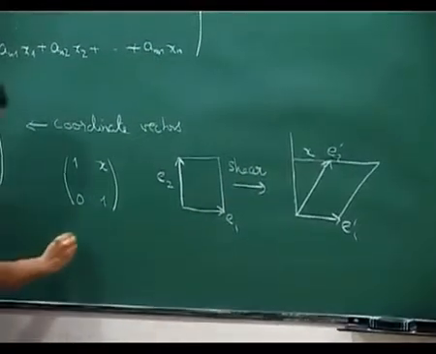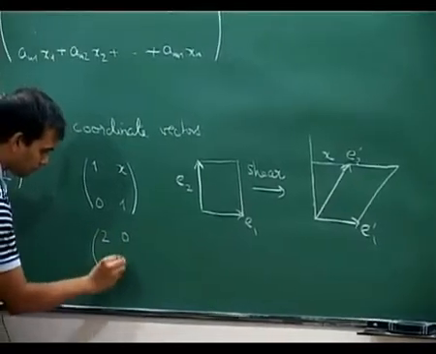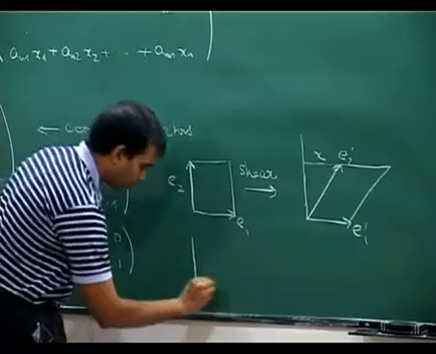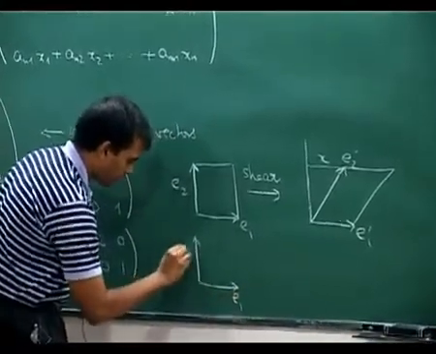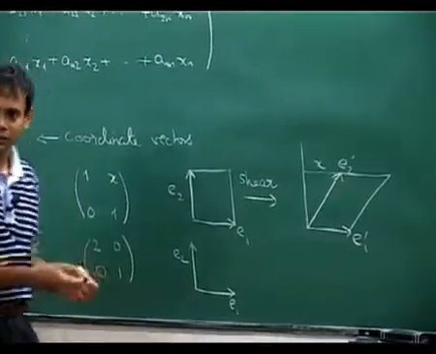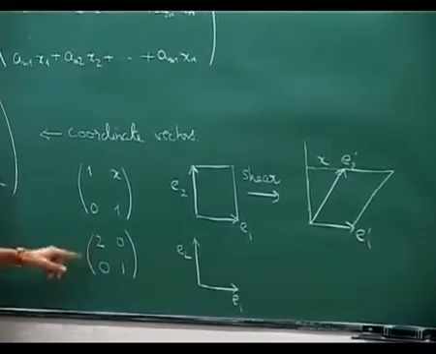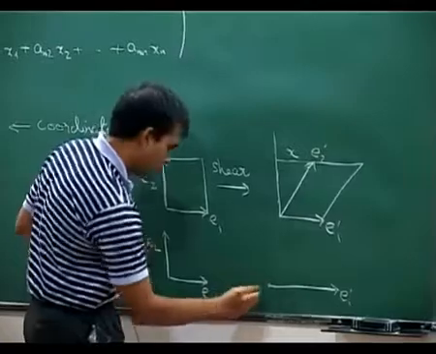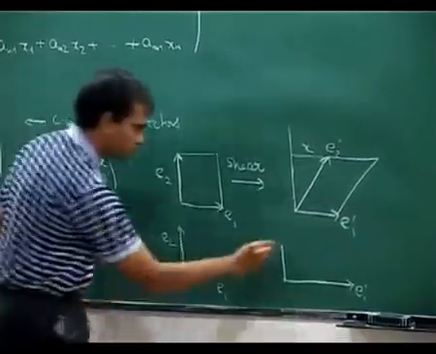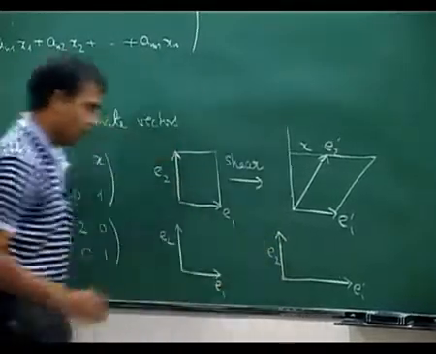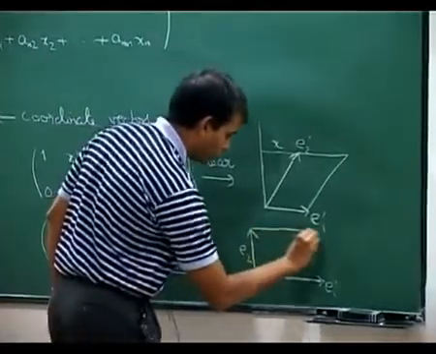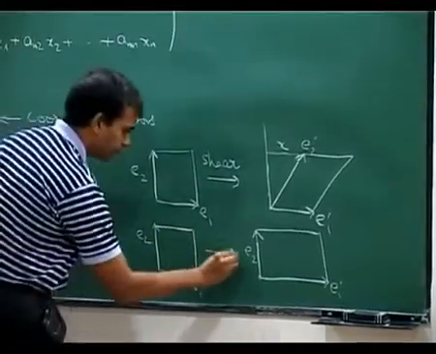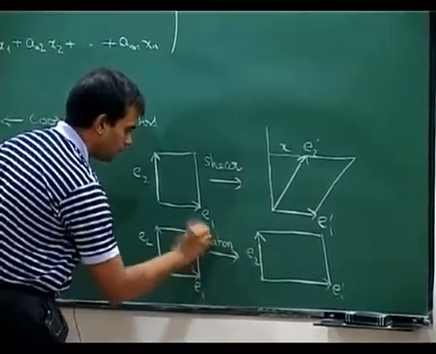How about another example? What about this one? What will happen to E1? It will get stretched, it will go to 2, 0, so it will go to 2 times E1. So it will get stretched by a factor of 2. But E2 will remain the same because this is just 0, 1, which is E2. So this is a stretching of the square into a rectangle. This is called a dilation. Dilation just means stretching.